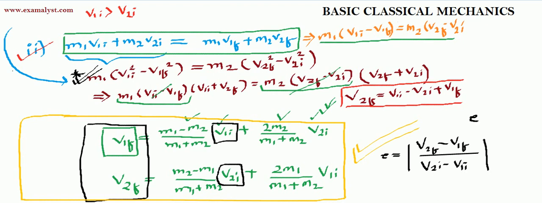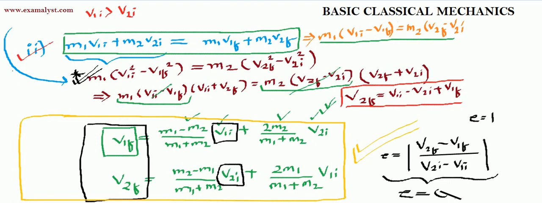If e is 1, then we have a perfect elastic collision. Agreed? Why? Because if e is 1, then v2f minus v1f equals v2i minus v1i. So you can easily see, just put e equals 1 and you see it's an elastic collision. Now you put e equals 0, and if e is 0, then it is a completely inelastic collision.